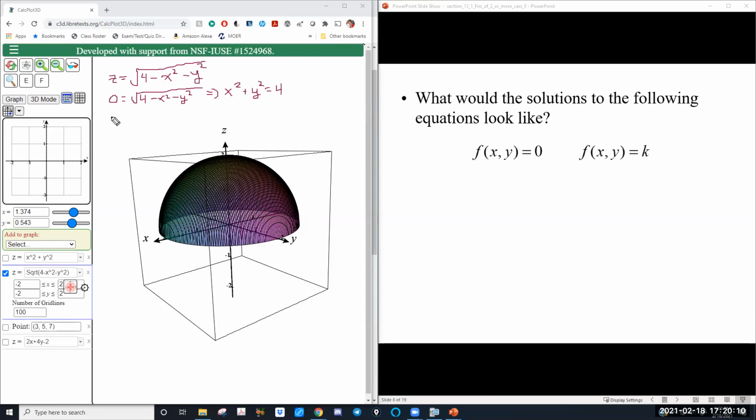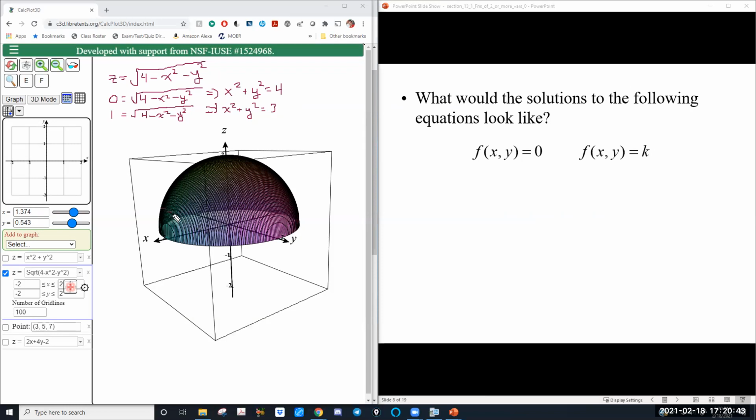We could do 1. So 1 equals square root of 4 minus x squared minus y squared. Square both sides. We're going to bring the x squared and y squared over, and I'm going to bring the 1 over to this side. That would give x squared plus y squared equals 3. So that's a circle of radius square root of 3. But where is it happening? It's happening where z is equal to 1. So that would be a circle.